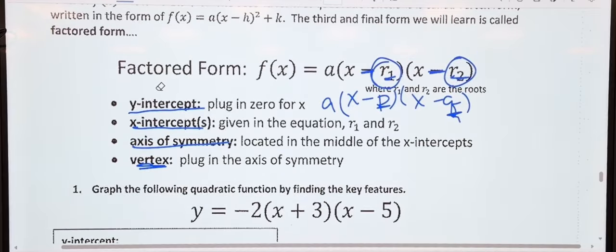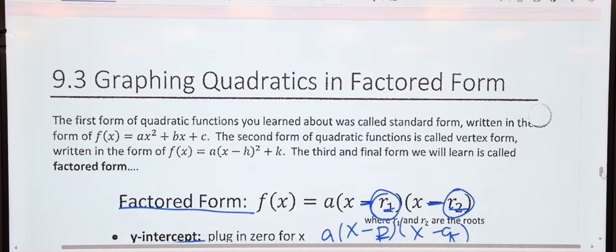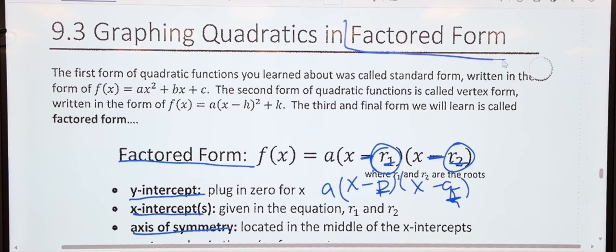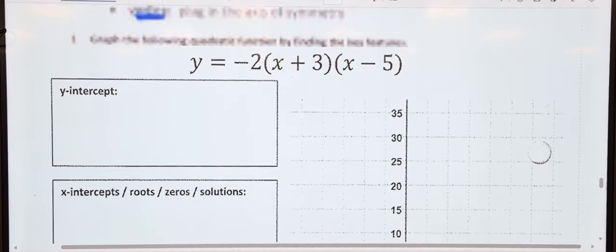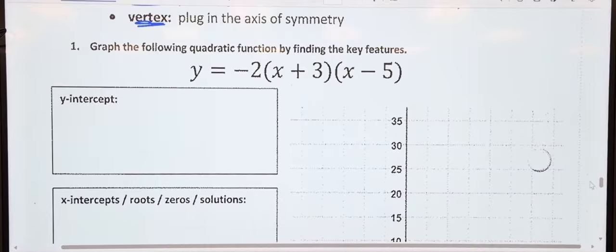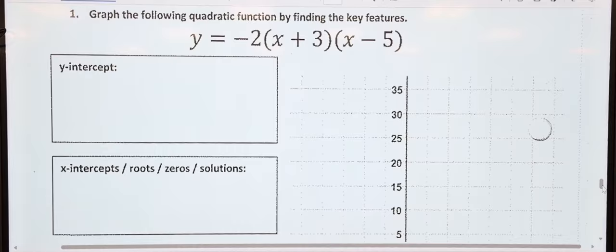Well, for one, it says right here. What does that say? Okay. And it says here, what? So this is what form, class? It's factored form. All right. What does factored form give me? It gives me my what? It gives me my two what?